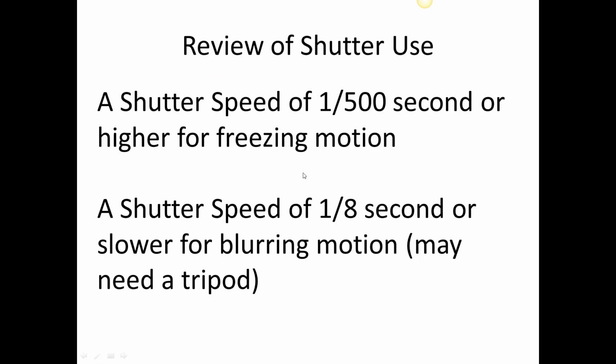Now, let's go back here just for a second. Shutter speed of 1/500th of a second or higher will freeze the motion. A shutter speed of 1/8 of a second or slower will blur the motion. In other words, you are actually capturing the motion by having it blur. When you get to 1/8 of a second, it is pretty darn hard for most people to hold the camera steady enough to get a sharp image.